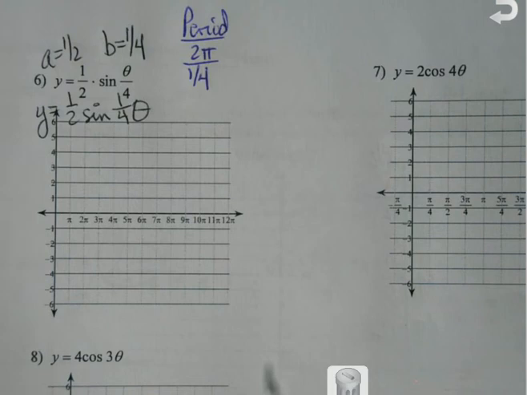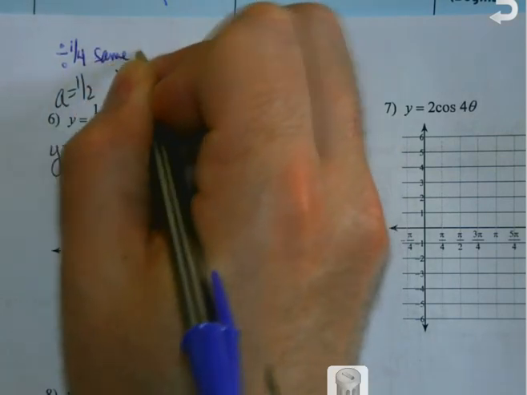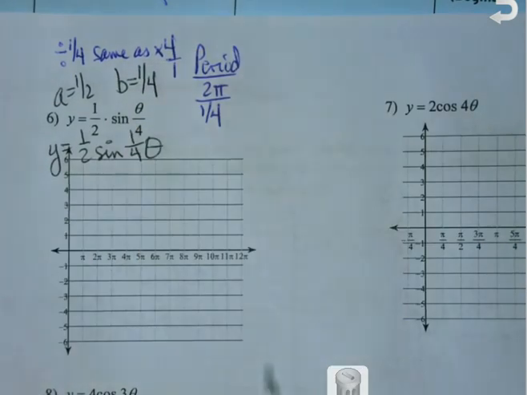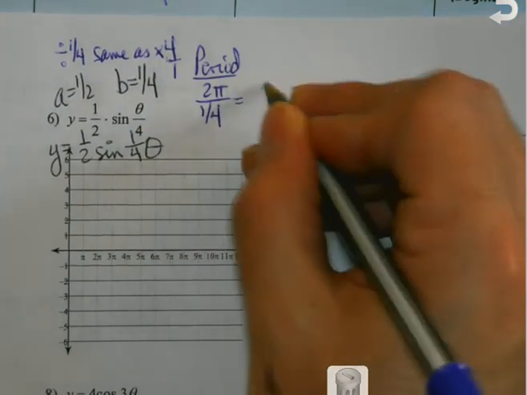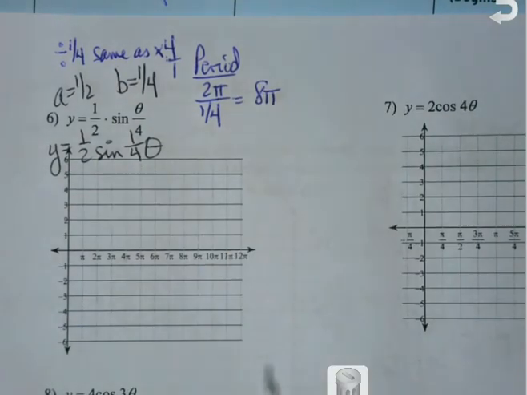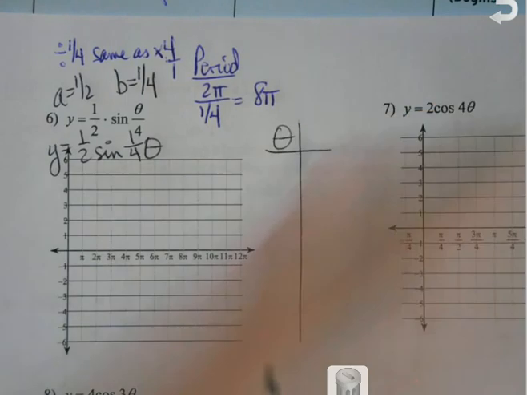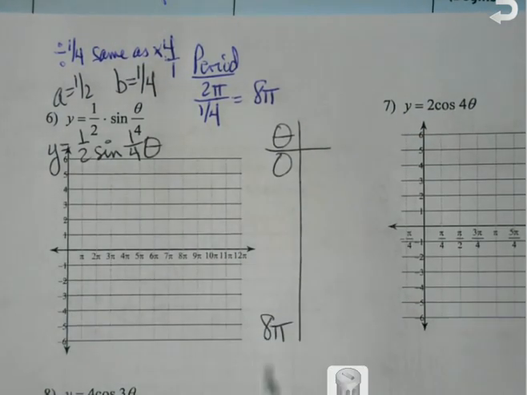Now, before you punch in your calculator 2 pi divided by 4 and get the wrong answer, reminder, dividing by 1/4 is the same thing as multiplying by 4, or 4 over 1. So 2 pi times 4 means my new period is going to be 8 pi. We're really going to be stretching this guy out. So I'll be starting with 0. I will be ending with 8 pi. I got to figure out what's in the middle.